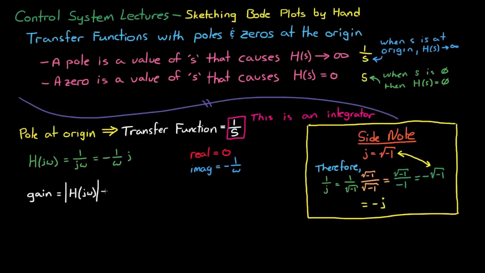Using this information, we can solve for the gain of the transfer function. This is the magnitude of H of j omega, which is positive 1 over omega. And the phase of the transfer function is the argument of H of j omega, and this equals minus 90 degrees.